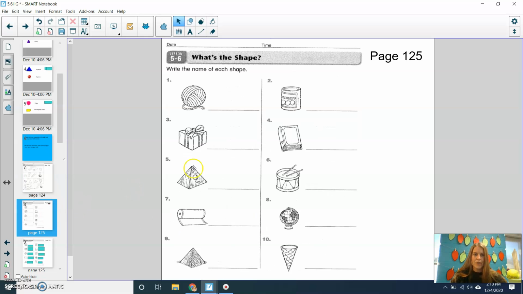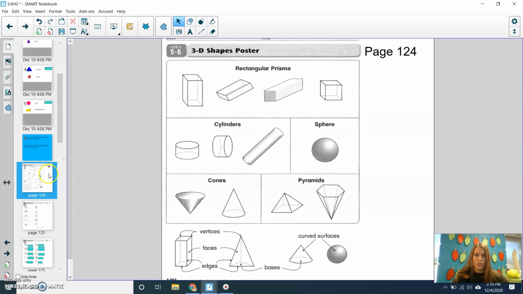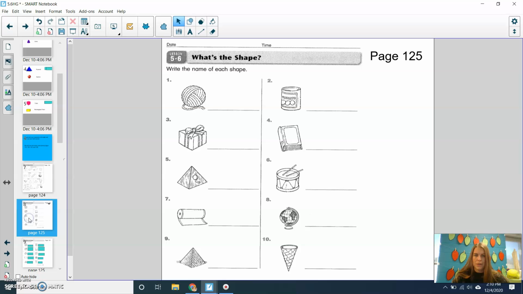Okay? So now let's take a look. What's the name of the shape? So we're looking at page 125. And so if you can look at these shapes and write down the name of each of them. And if you're wanting to use page 124 for spelling, that might be really helpful. So why don't you press pause, complete this page, and then press play when you're ready to check.